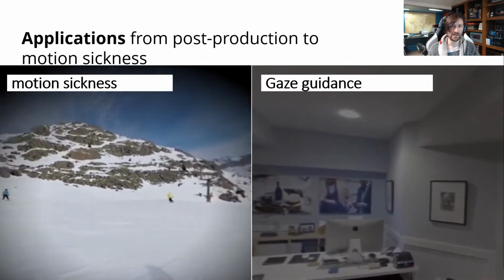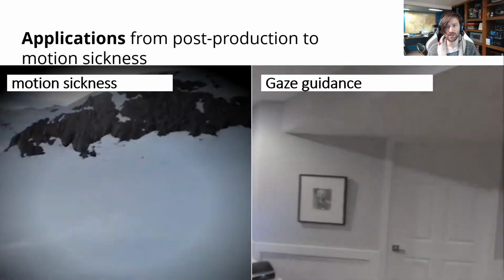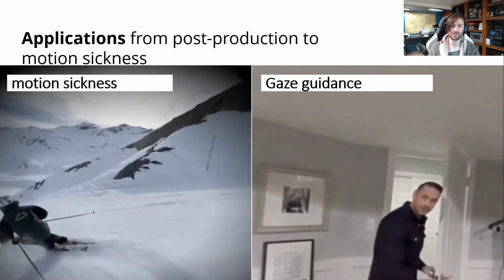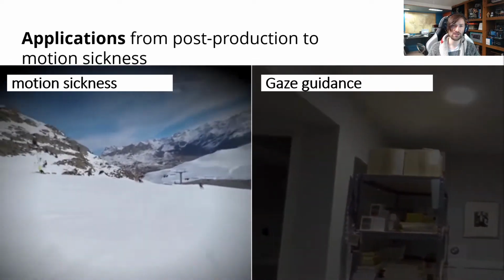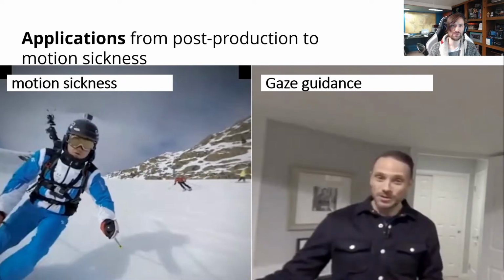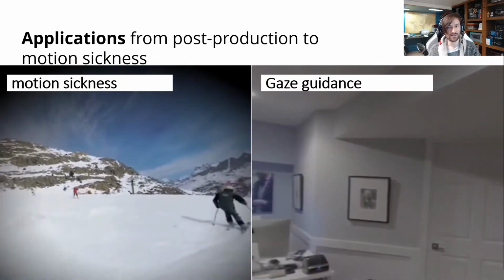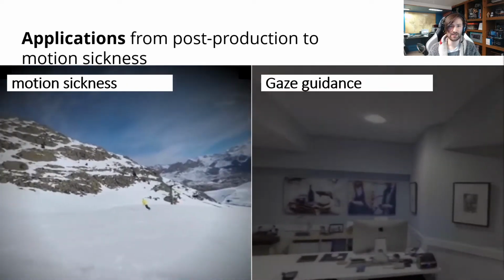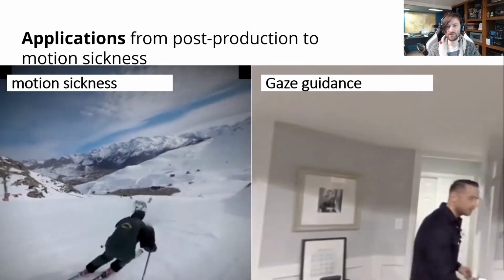With these 6 effects, we can use them for not only post-production and narrative-driven purposes, but they can also be used for motion sickness, by applying view-dependent vignettes to restrict the user's view in the scene, and gaze guidance, by darkening the scene to redirect the user's view back to the primary point of interest in the video.